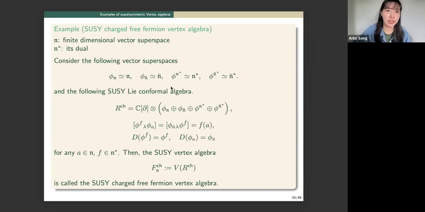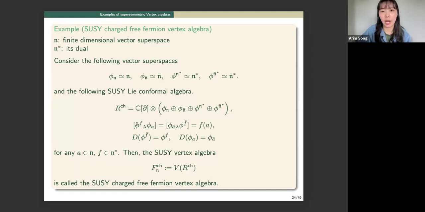The next example is the supersymmetric charged free fermion vertex algebra. So we'll consider N to be a finite dimensional vector superspace and N star its dual. And we'll consider four superspaces isomorphic to N, which we denote phi N, and N bar. This N bar is the parity reversed space of N as in the earlier case, and likewise N star bar. And we'll consider the Lie conformal algebra generated by the direct sum of these four spaces. And we'll give the lambda bracket relations of these elements like this.